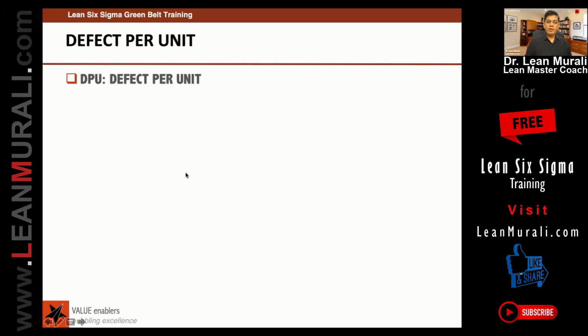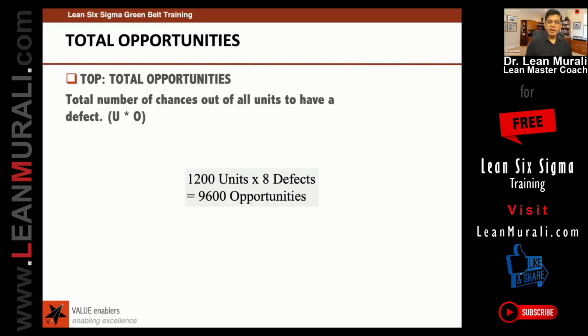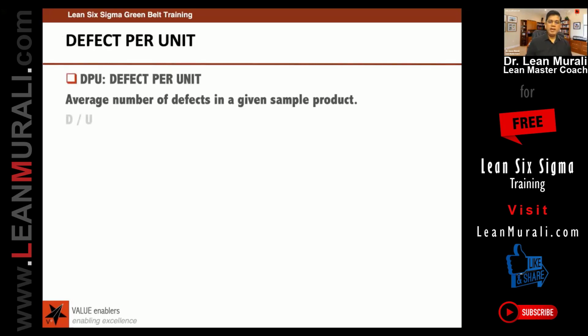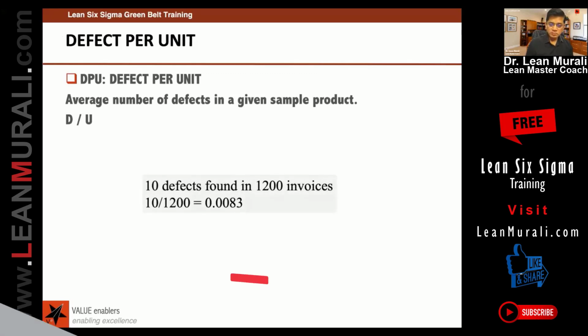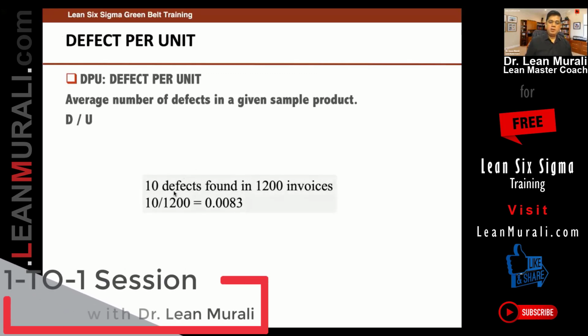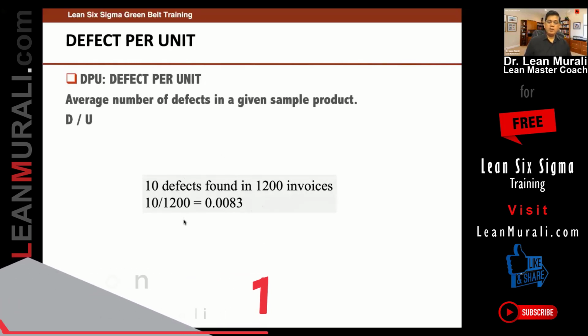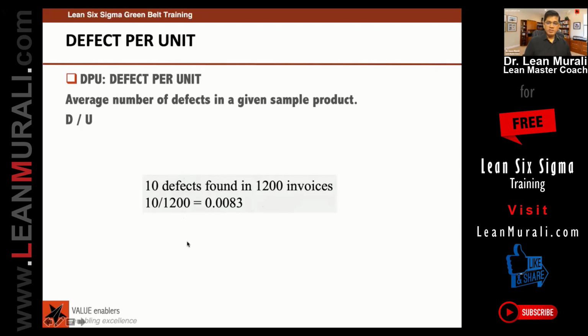So defect per unit. If there are 8 defects and 1,200 units, what is the defect per unit? 8 defects, and defect per unit. Suppose if there are 10 defects, 10 divided by 1,200. So it is 8 divided by 1,200. If it is 10 defects, it is 10 divided by 1,200.